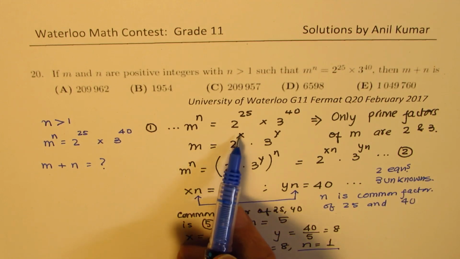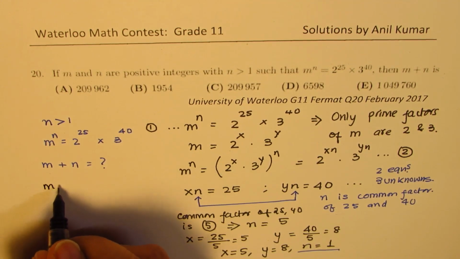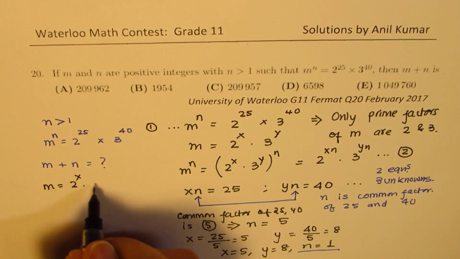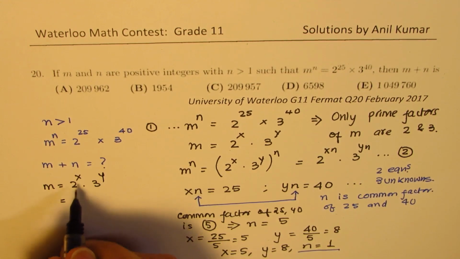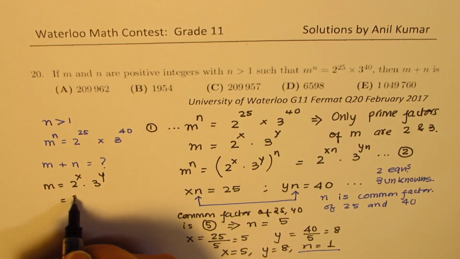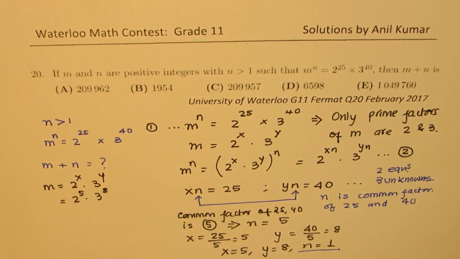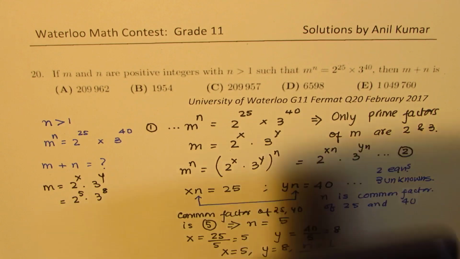M is 2 to the power of x times 3 to the power of y. So we'll calculate what m is now. So m is 2 to the power of x times 3 to the power of y. We know the value of x and y now. X is 5, y is 8. So it is 2 to the power of 5 times 3 to the power of 8. Let's use a calculator to figure this out.